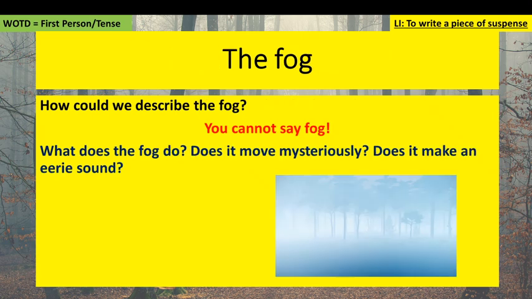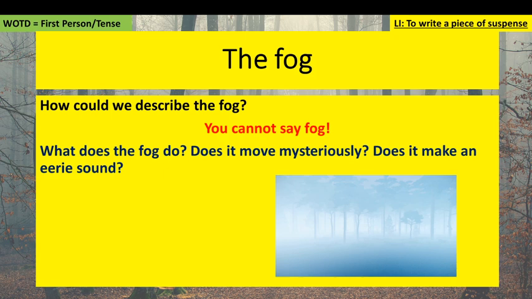The third one we're going to focus in on, obviously there's lots more that you can focus in on in this picture, but we're just going to go through a few examples. We're going to think about how could we describe the fog. Your word jail for this is fog and mist, so you can't use those words, but you want to be thinking about what does the fog do? Does it move mysteriously? Does it make an eerie sound?